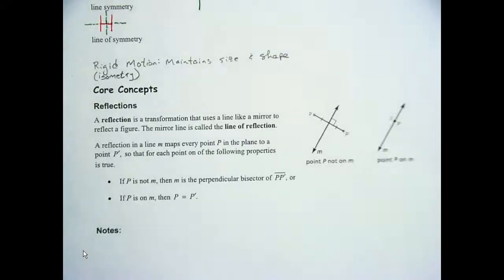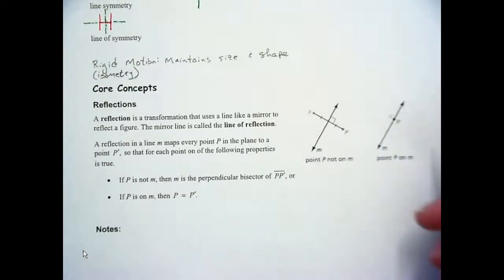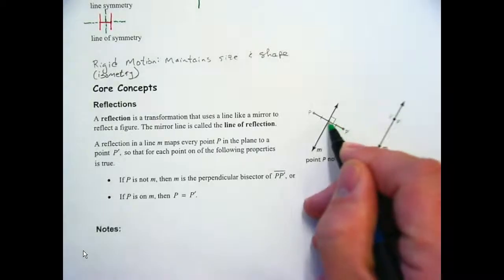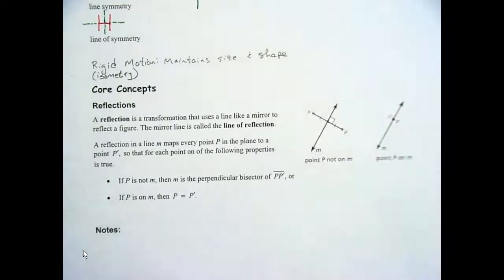Take a look at reflections. A reflection is a transformation that uses a line, like a mirror, to reflect the image. We call that a line of reflection. Notice point P is not on line M. If a point is actually on the line, it reflects back to the line. You're the same distance away from the line. This distance from here to here is the same as this distance from there to there. It crosses at a right angle.